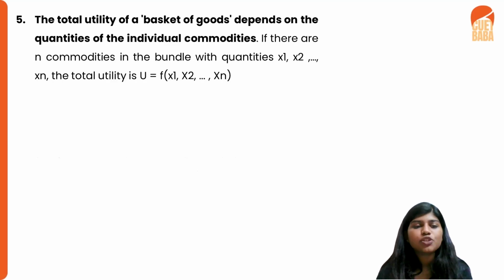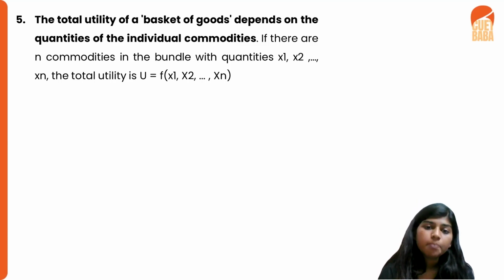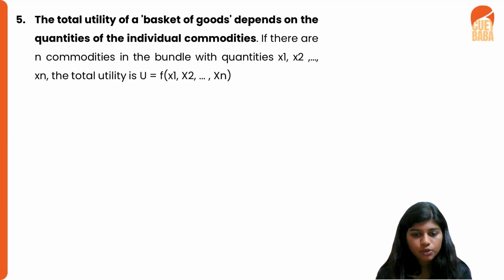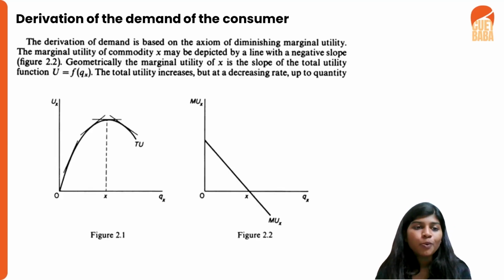The last assumption is that the total utility of a basket of goods depends on the quantities of the individual commodities. So if you're taking, for example, n commodities in a bundle with quantities x1, x2, till xn, then the total utility that we receive would be in accordance with the bundle of quantities we have consumed. Next, moving on to the derivation of the demand of the consumer.